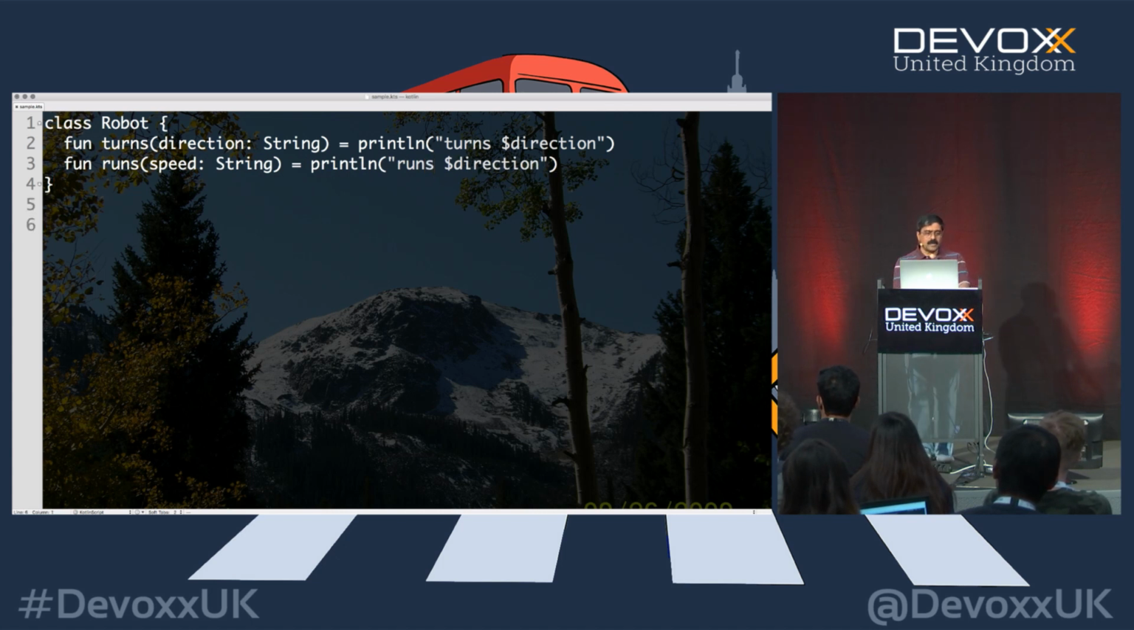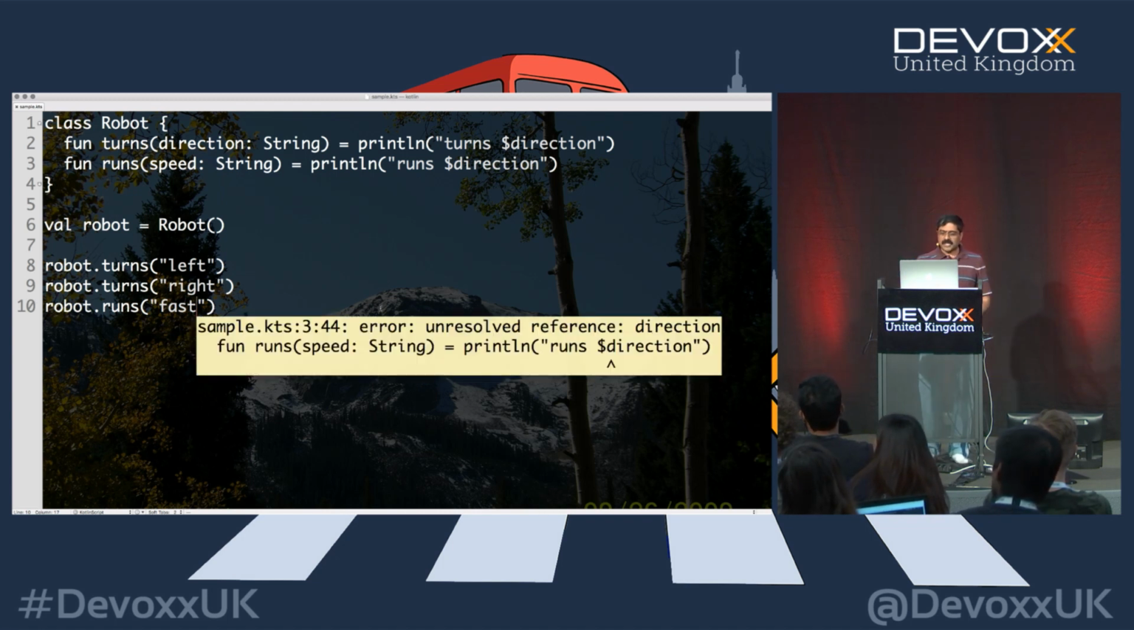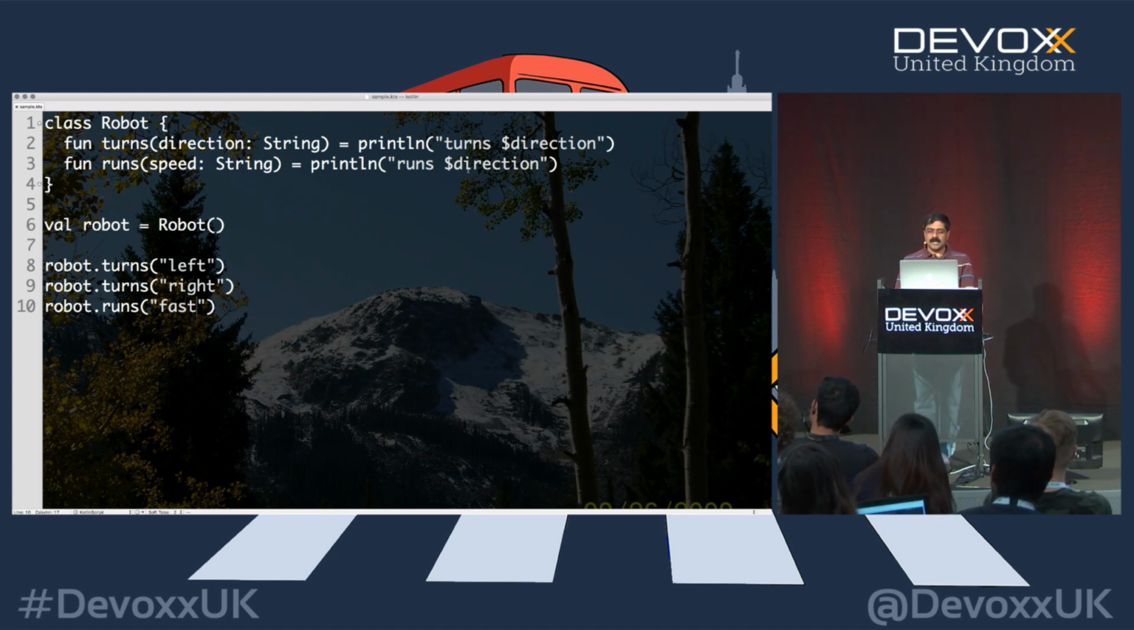Okay, great so far. How do I use this? Let's start with baby steps. Robot is equal to a new Robot. And once I create a robot, what am I going to do? Robot.turns, and let's say left. And then I'm going to say robot.turns, let's say right. And then, of course, I'm going to say robot.runs, and we will say fast. Okay, this is a very trivial, traditional example of creating things for us. Nothing really exciting at this point.